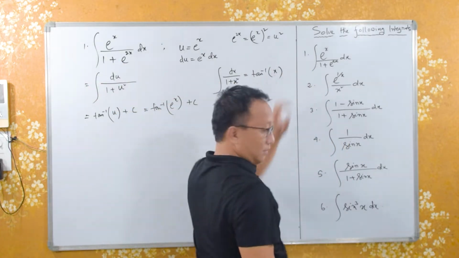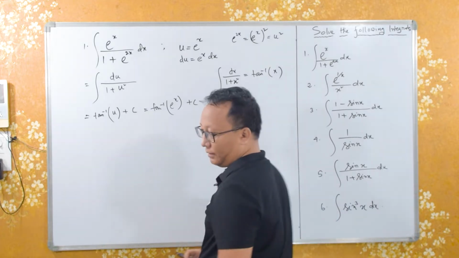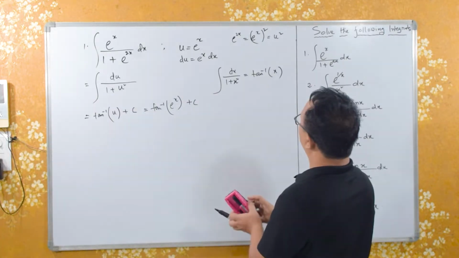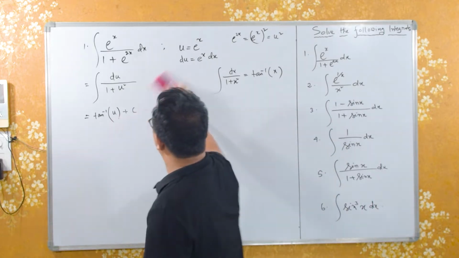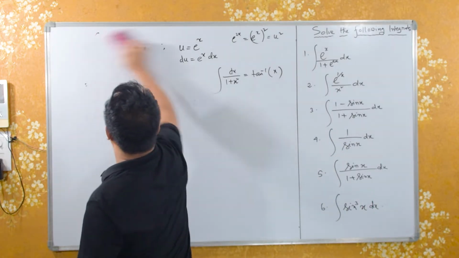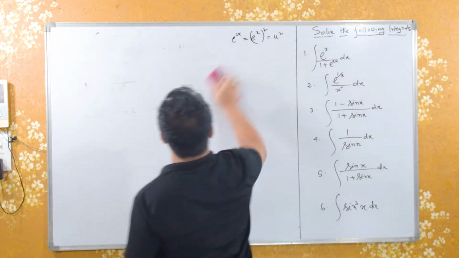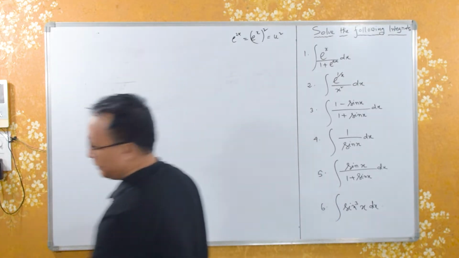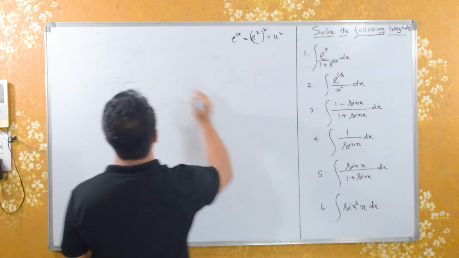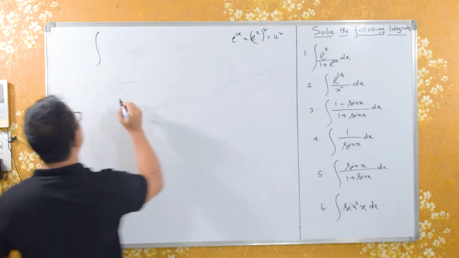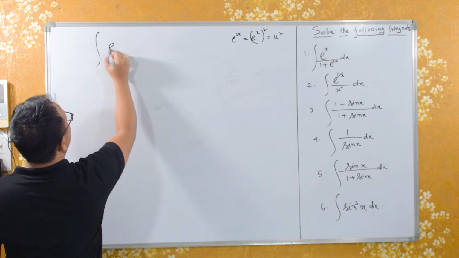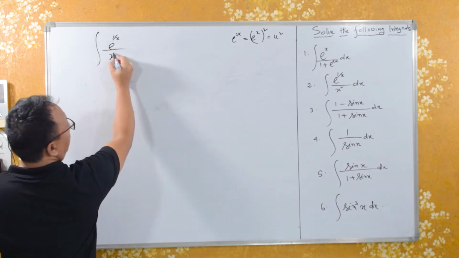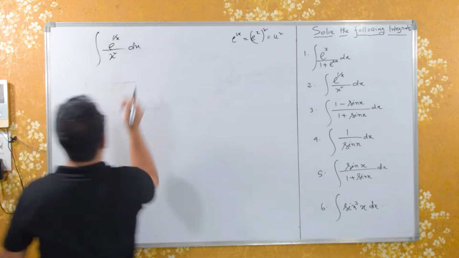Now for integral 2, let's see how it works. For integral 2, we have the integral of e raised to 1 by x upon x square dx. You have to think.